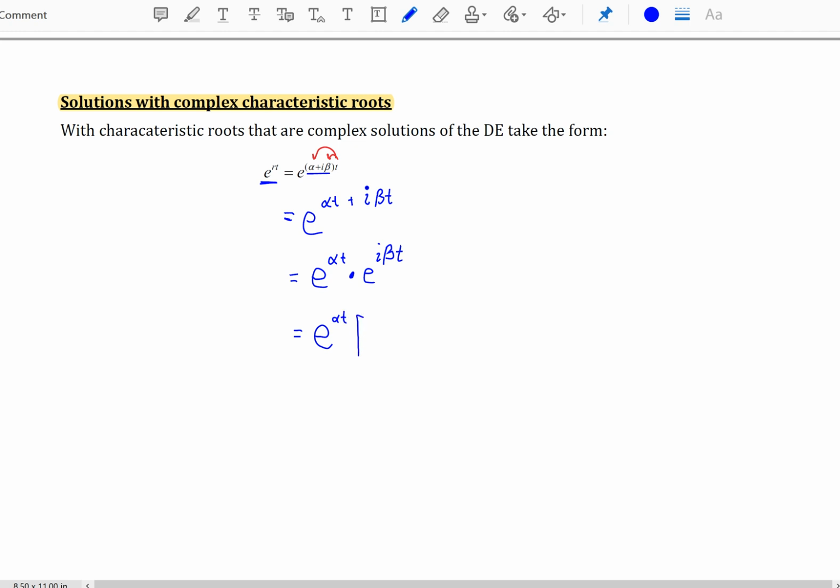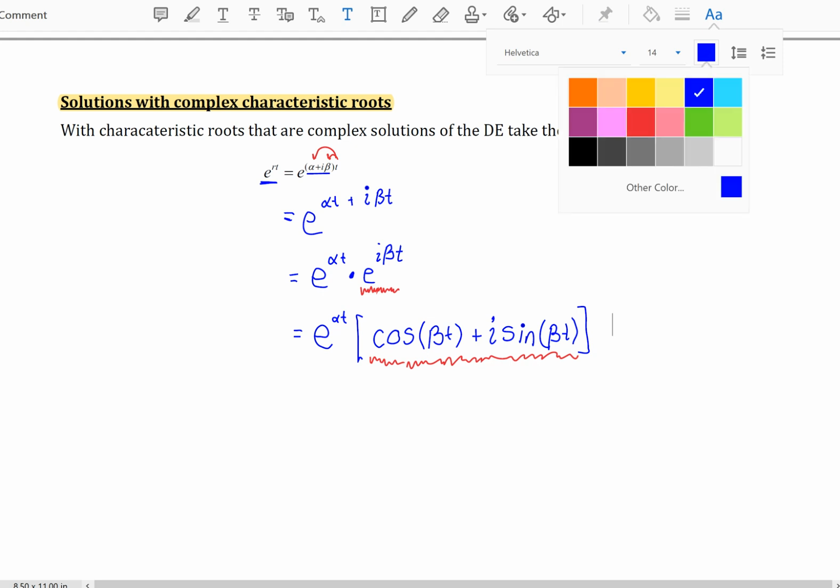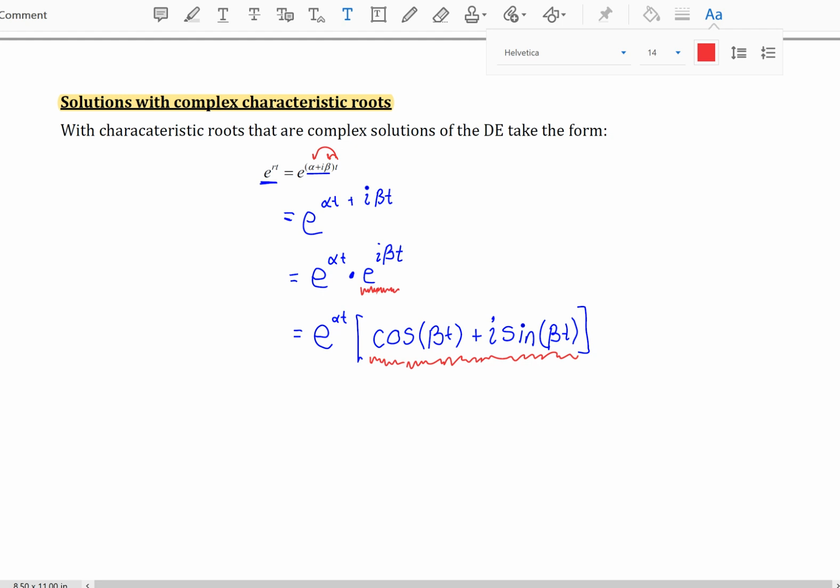Now this expression can be rewritten by Euler's formula. Euler's formula is going to be developed in your homework. But Euler's formula says we can rewrite the e to the i beta t as cosine beta t plus i sine beta t. And this is by Euler's formula.